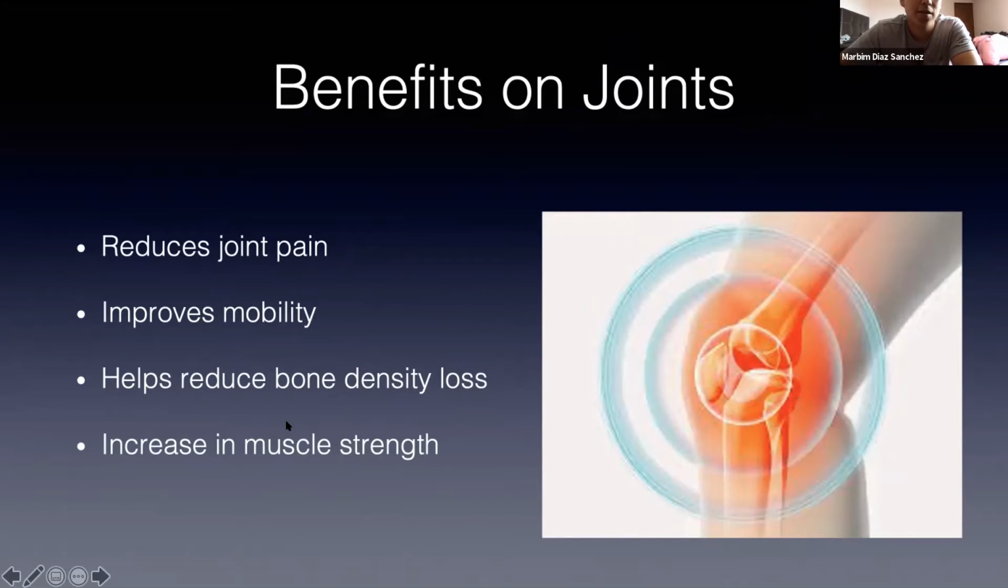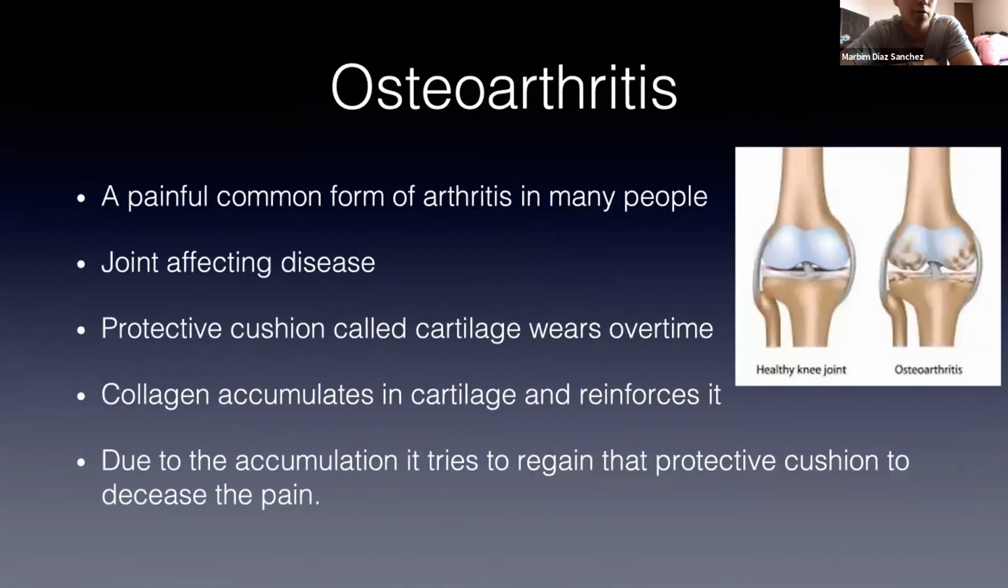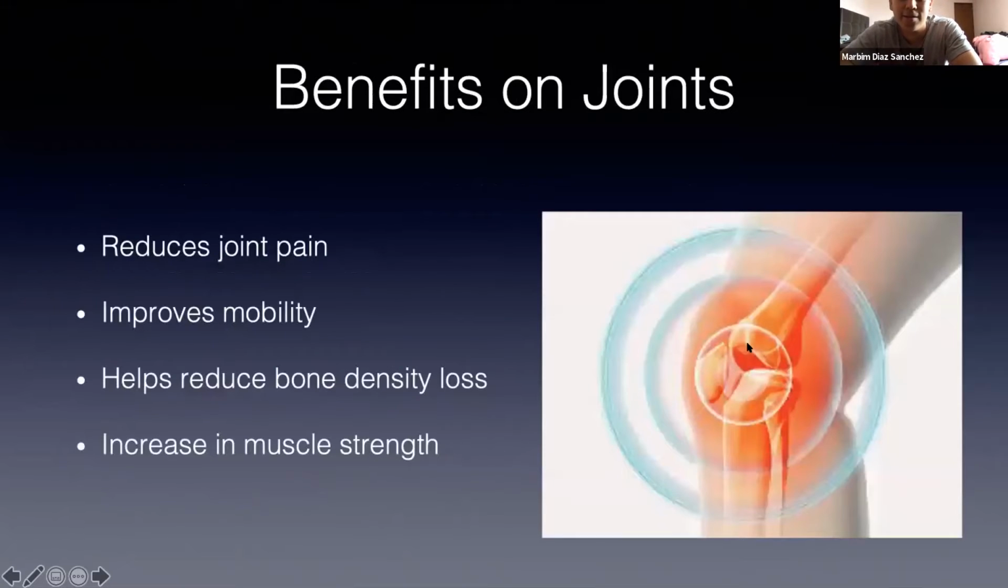Then there's osteoarthritis, which is a common form of arthritis in many people. It's a joint-affecting disease where the protective cushion called the cartilage wears over time. In this picture, the bone on the left-hand side is a nice healthy joint. You've got the cartilage, and then as it wears over time, you can see it wearing out. Then the bones are hitting against each other, bone to bone, which causes pain.